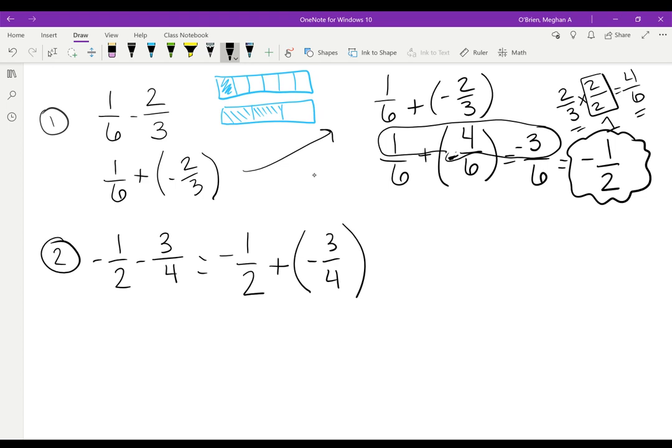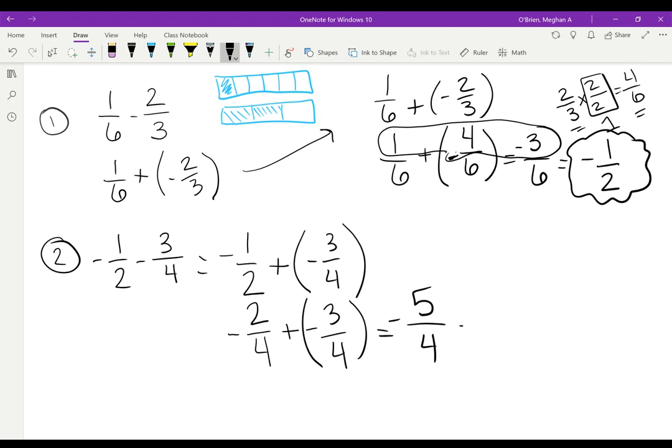They are different size pieces. So I know that I can change the halves into fourths. So they become smaller pieces, although the amount overall is the same. And negative 1/2 is the same as negative 2/4. And if I'm adding negative 3/4 to negative 2/4, that would be a total of negative 5/4.